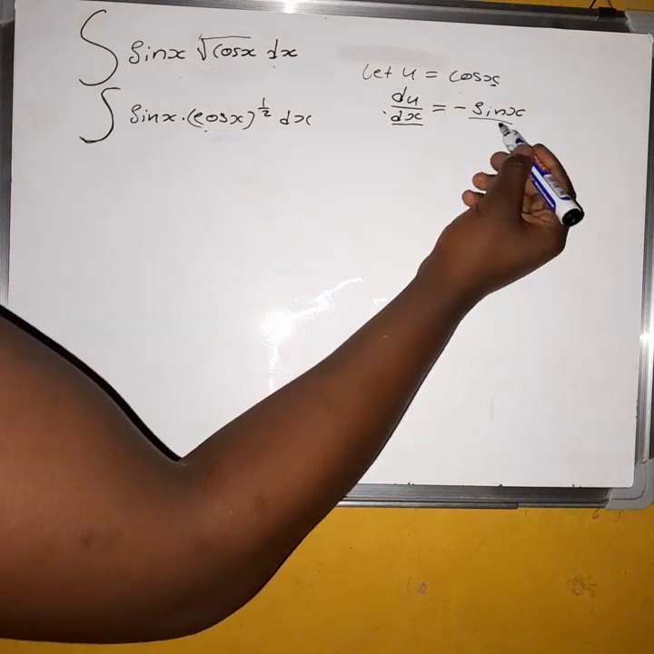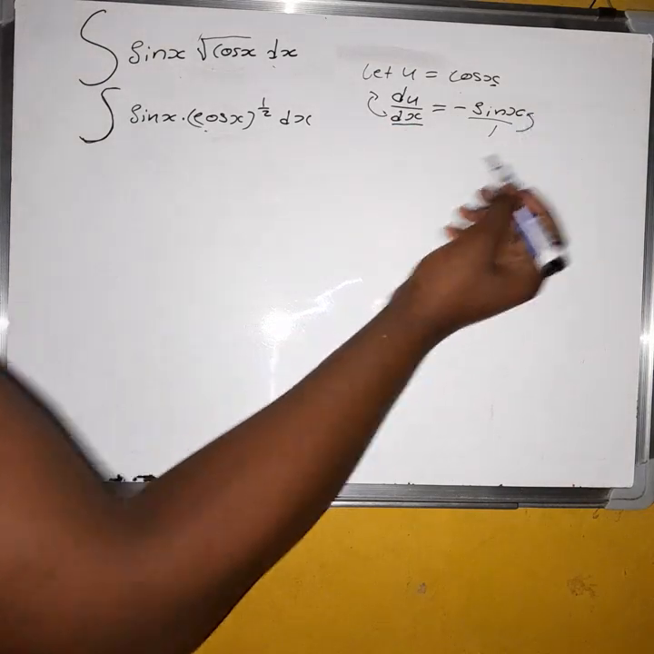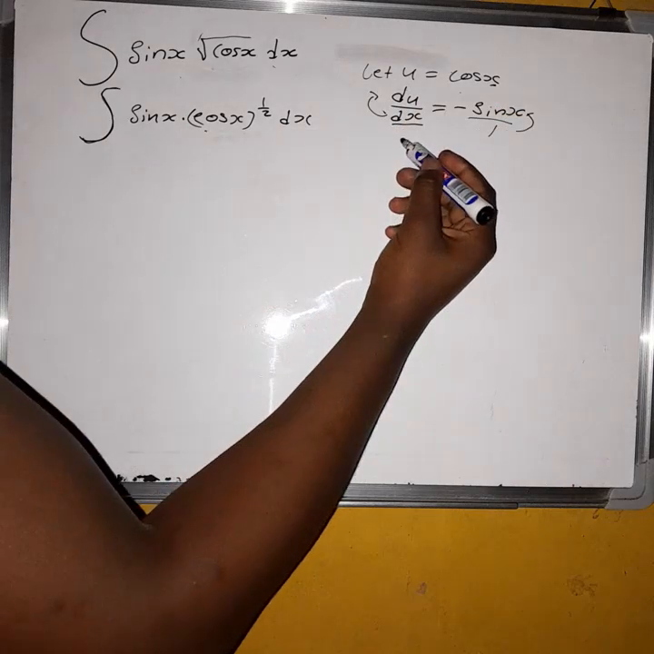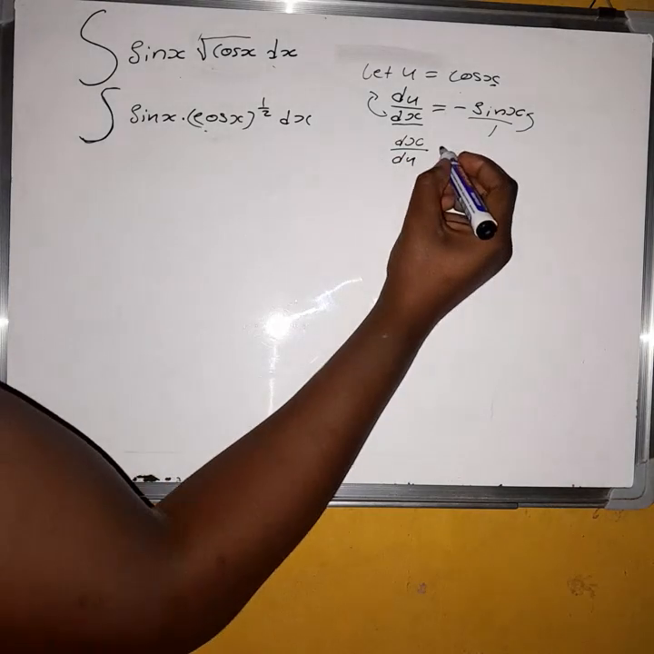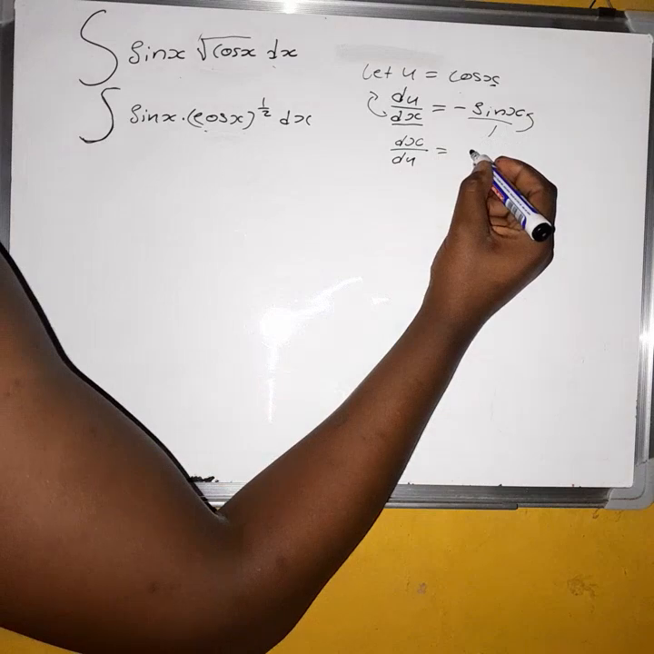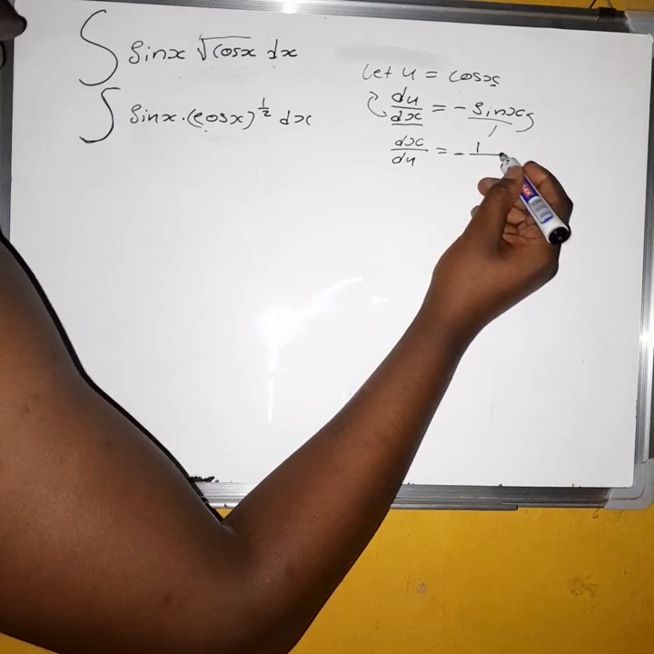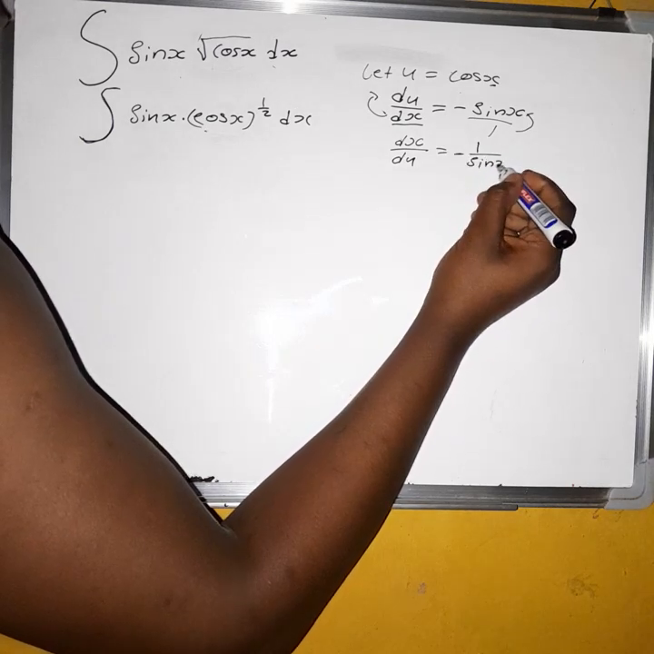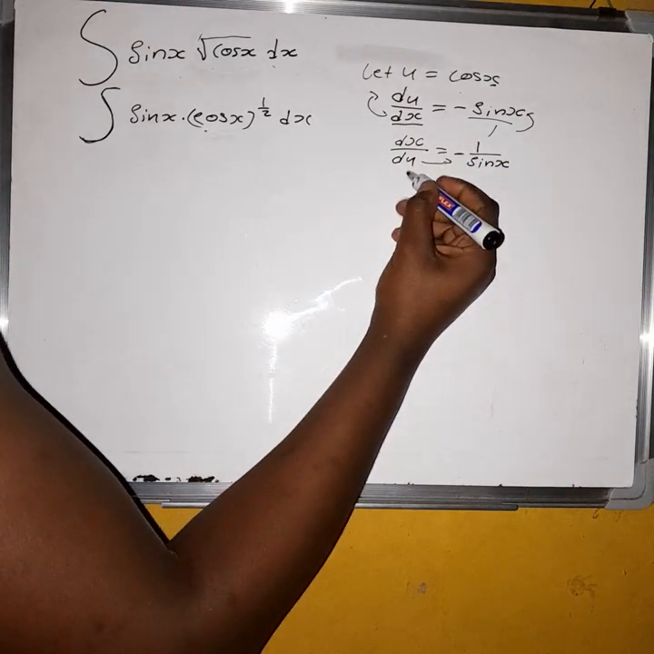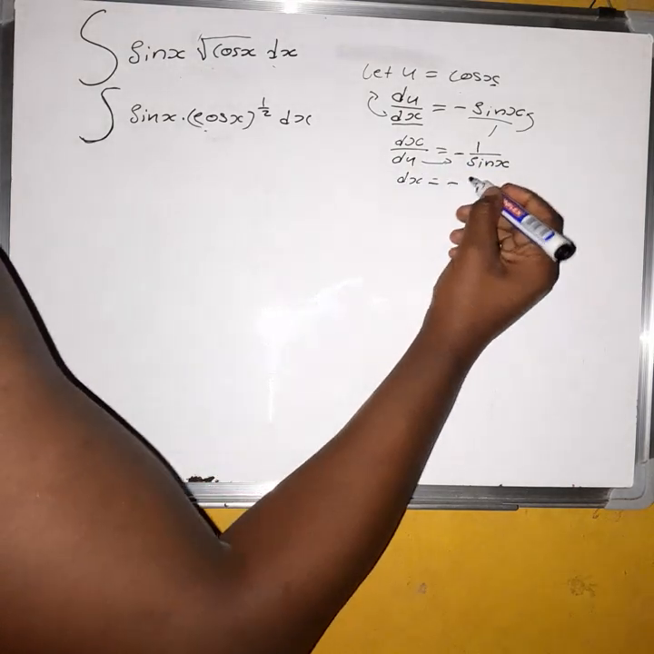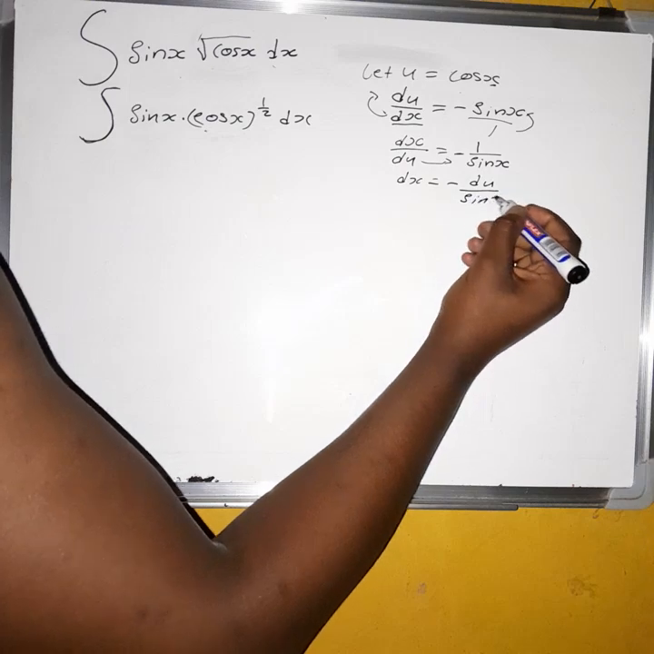This is the same as over 1. I will reciprocate and take this to the top and multiply to the other side. It will be like, I will say dx over du is equal to 1 over negative sine x. Then I multiply there, so on the top will be dx is equal to negative du over sine x, right?